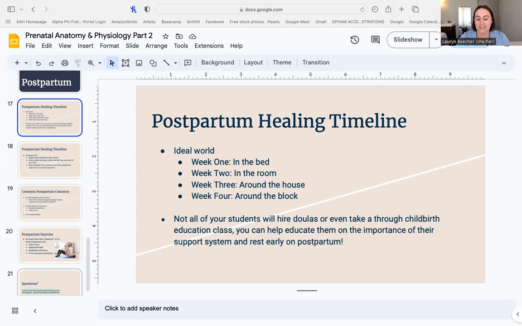Little things that I like to throw in with my clients, with my students, can be just a little bit of mindfulness around this, of who are the support people in your life? Who are the friends, the family members that you can call in to see, can they do some of the lifting? Can they do the up and down the stairs? The things that you should really be limiting early on postpartum.